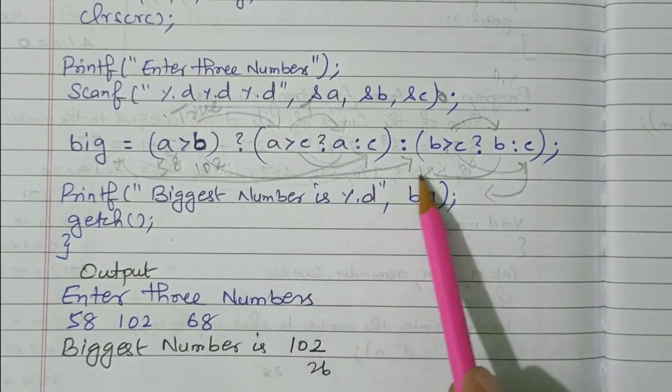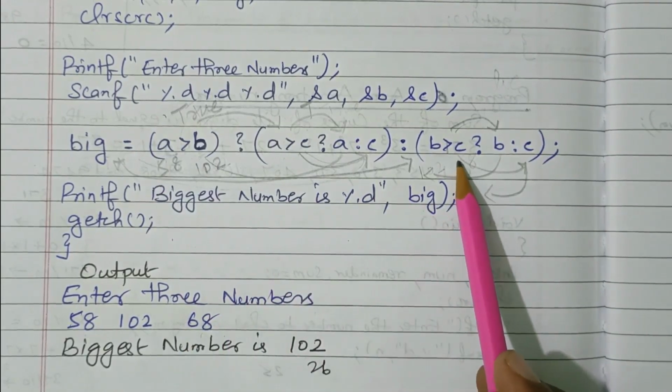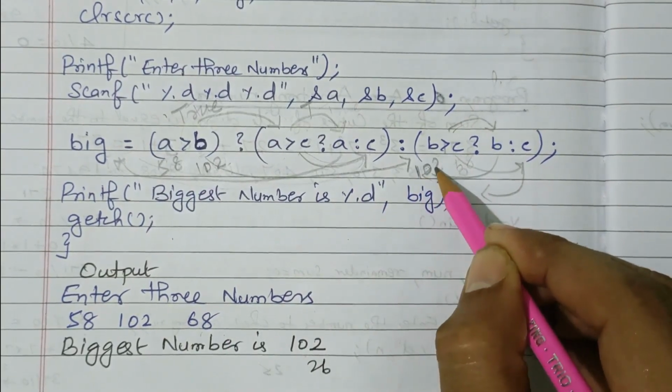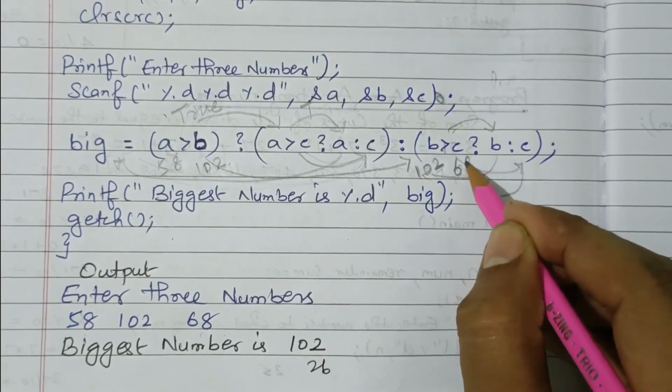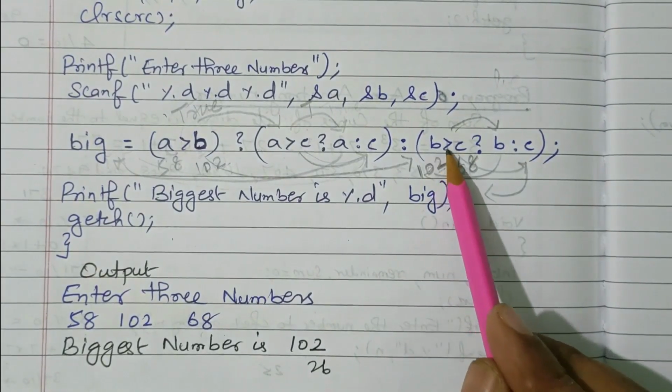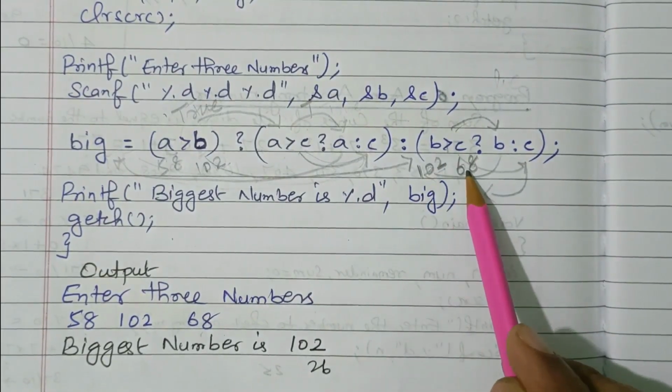So control will go to the next expression 2. Here what is the B value? 102. The C value is 68. Right. Whether this condition is true? Yes, correct. B is greater than C. B is the greater and C is the lesser.